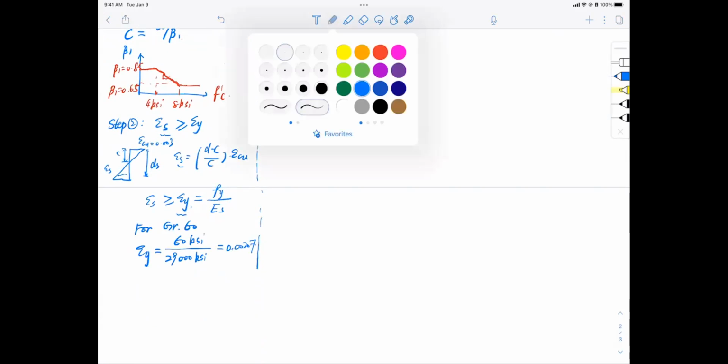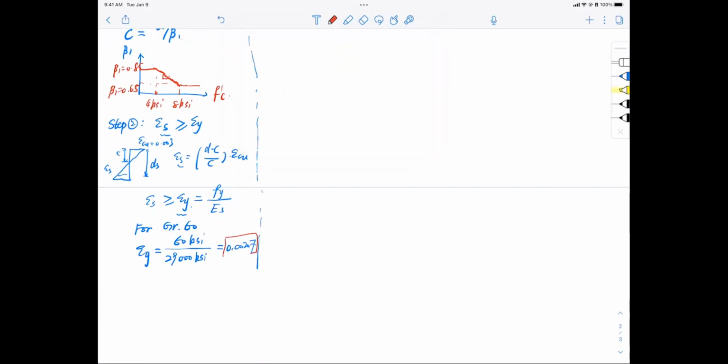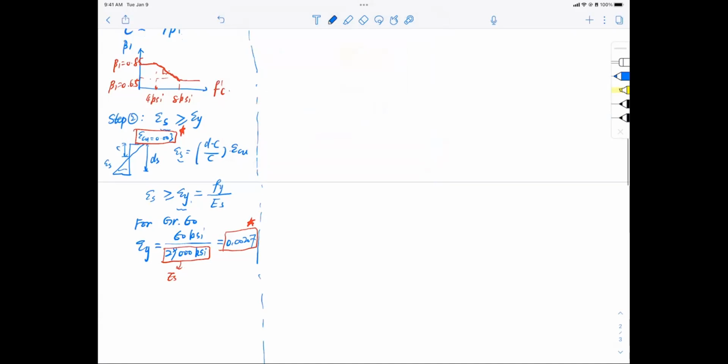And folks, you need to remember this for grade 60, right? And of course, while you're at it, you need to remember the concrete crushing strain, epsilon CU, 0.003. And of course, you need to remember this Es value here is 29,000 ksi. All right, so that is to ensure that your reinforcement yielded.